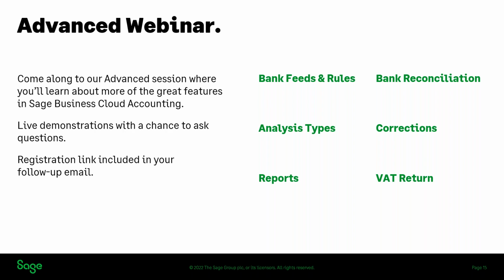I'm sure I've probably made one today, but it's easy to correct. So we'll cover that in a bit more detail. We're going to touch on reports. And then finally, probably one of the hottest topics in the UK at the moment, covering the VAT return because of Making Tax Digital. It's really simple and quick to generate a VAT return though. So if you want to see an example of how you go about generating a VAT return and submitting it online, get yourself along to one of our advanced sessions.